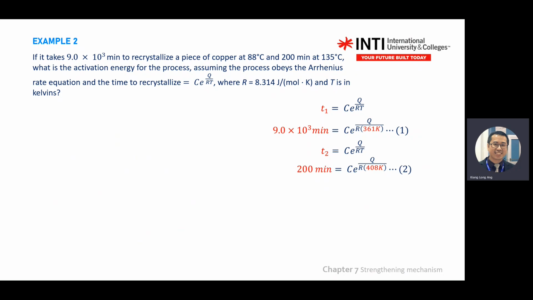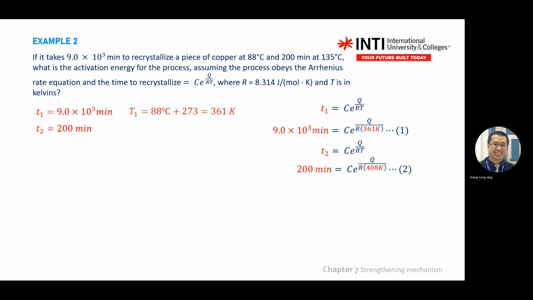And the time to recrystallize is equal to C e to the power Q divided by RT, where R equals 8 point something, T is in Kelvin. Right? How do we solve this one? So you need to convert your time into seconds, right? Normally I'll convert into seconds, but temperature convert to Kelvin. So you have two times and temperatures.